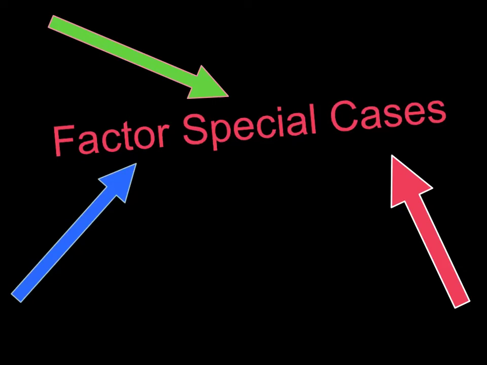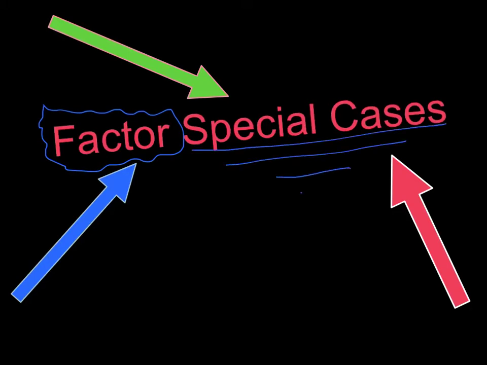In today's lesson, we will still be factoring, but we will be factoring special cases. So you should remember the lesson where we multiplied special cases. Now we're going to have those exact same trinomials and binomials, but we're working backwards.